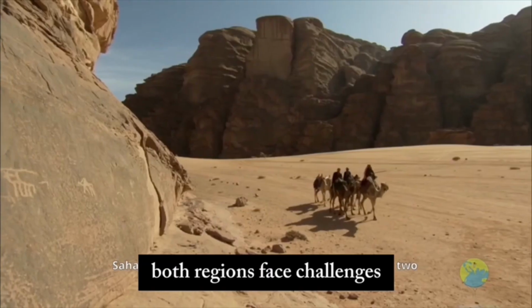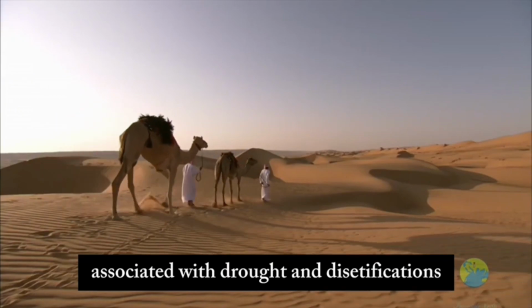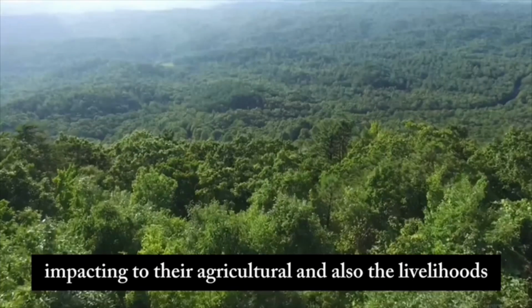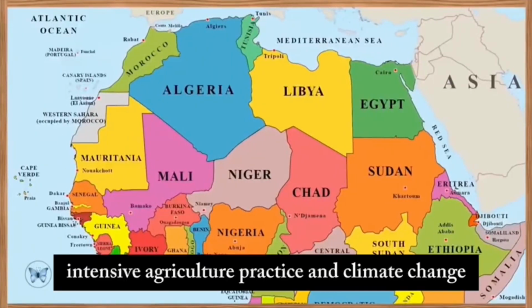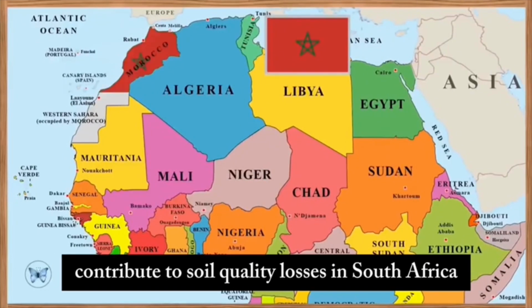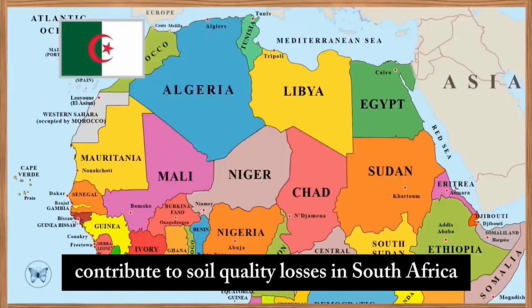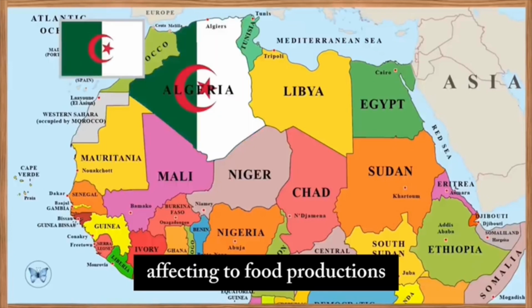Both regions face challenges associated with drought and desertification, impacting their agriculture and also their livelihoods. Intensive agricultural practices and climate change contribute to soil quality loss in South Africa and also the Sahara, affecting food production.